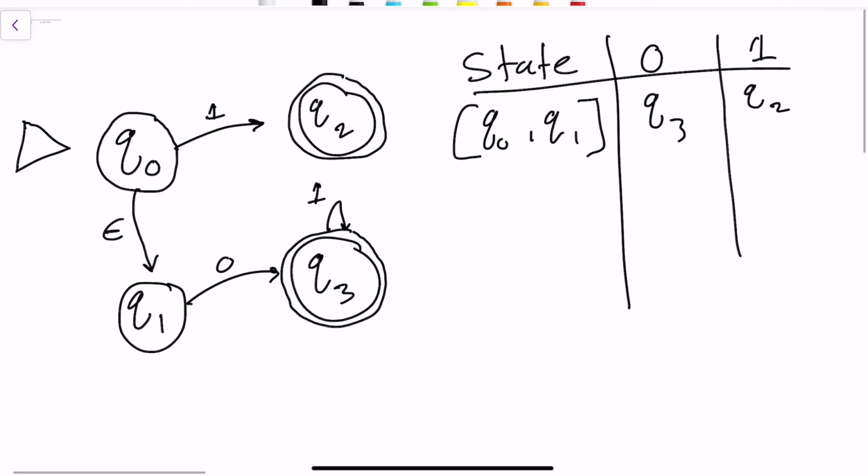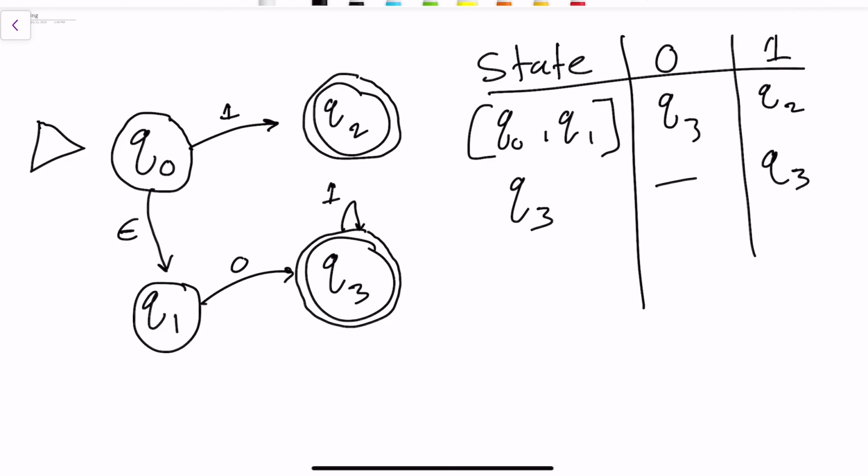So for state Q3, on input 0, we see that there is no transition, so we'll cross that out. But on input 1, we see that it loops back to itself, so the output will be Q3. Lastly, for Q2, we see that on input 1 and 0, there is no transition, so we have no output.